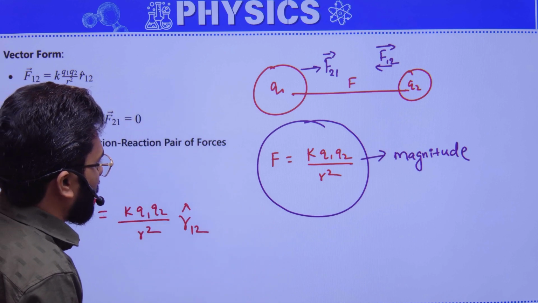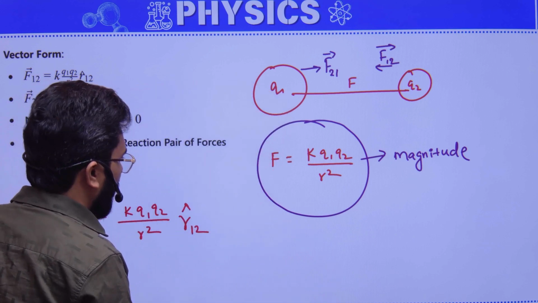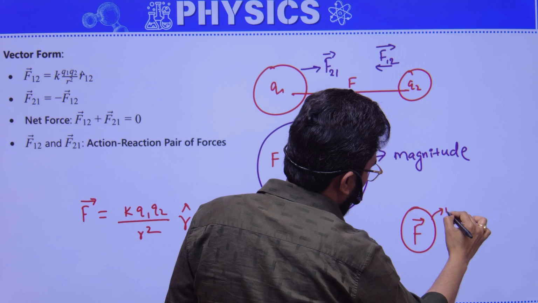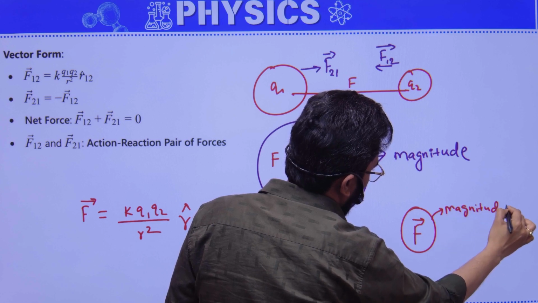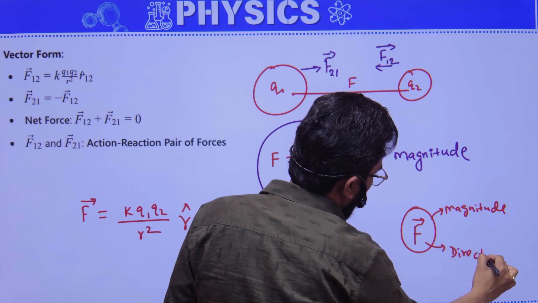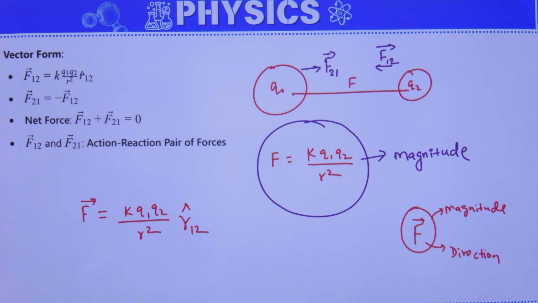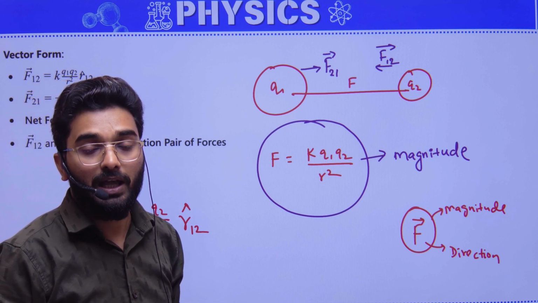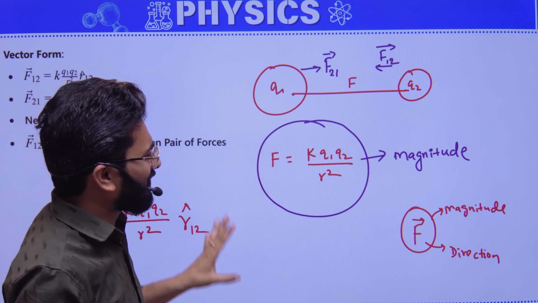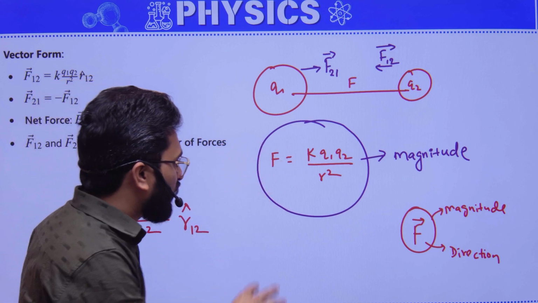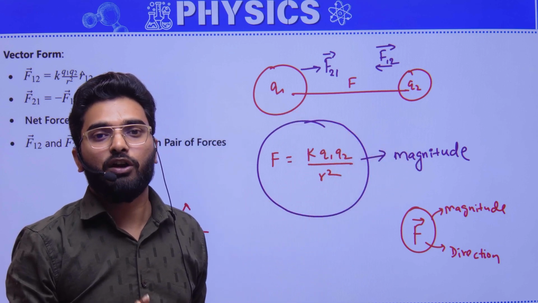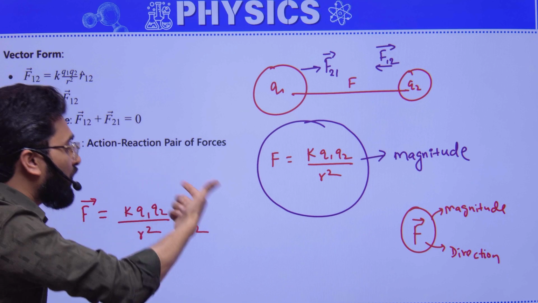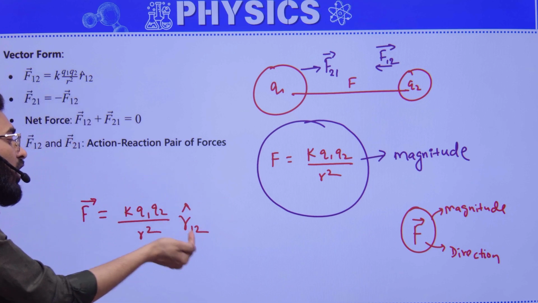Let's suppose we have any vector, like this is vector F. So we have both things: magnitude as well as direction. Look at this: F is equal to K Q1 Q2 by R square, and here no direction is mentioned in this form of force. It's showing only magnitude, and that is not a complete form of a vector. So we will have to add an additional vector to show the direction of this vector.